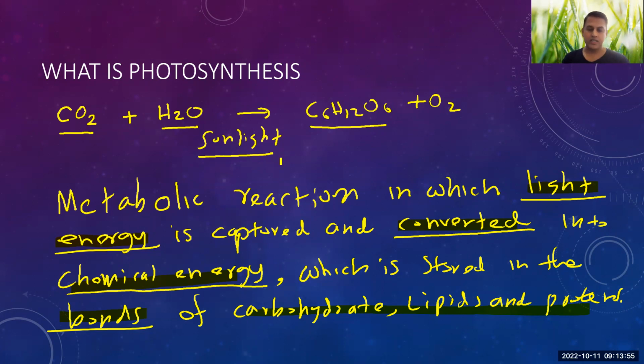So photosynthesis is light energy converted to chemical energy, and the energy is stored in the bonds of carbohydrate, lipid and protein. You can write this in two sentences, it's fine, but I just want to write it in one sentence, because a definition we can make in one sentence, right? It's a metabolic reaction. You can also write, it is a metabolic reaction in which light energy is converted to chemical energy. This energy is now stored in the bonds of carbohydrate, lipid and proteins. Right, so this is an important thing to remember, the definition of photosynthesis.